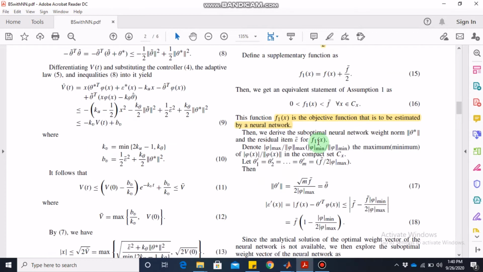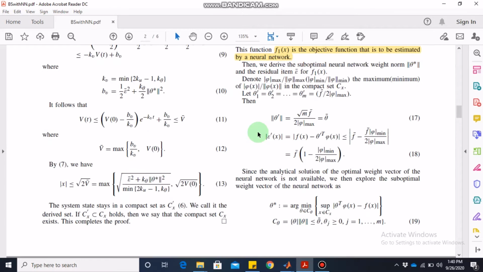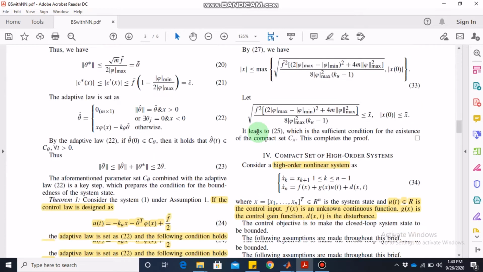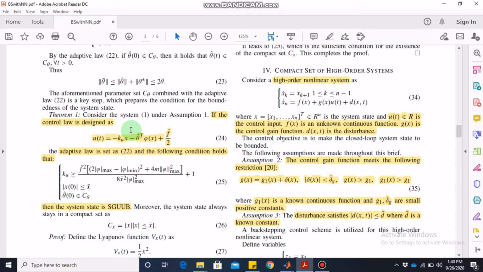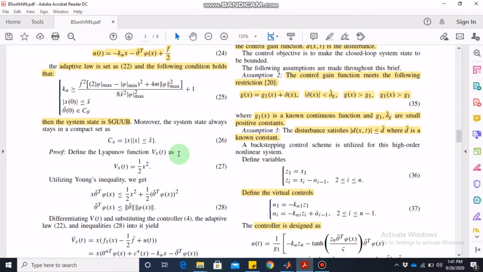We are not going to go into the details of how they proved the existence of the compact set. We are just going straight to the business, but in order to start our simulation, we need to know at least some preliminaries. So this is the control law that they have proposed. U is equal to minus ku x, where ku is a constant, and theta hat is the estimate of the coefficients. This again is the Gaussian basis function, which is some sort of exponential function. This is the upper limit of the unknown function f. And then they have a theorem that you have a semi-global uniformly bounded solution.